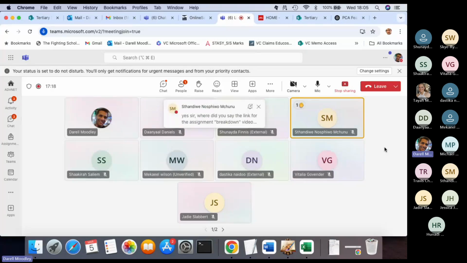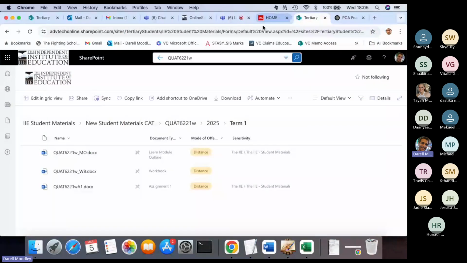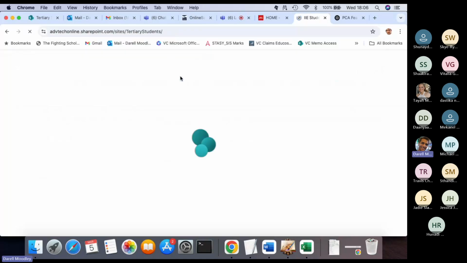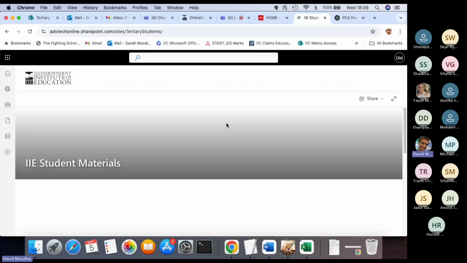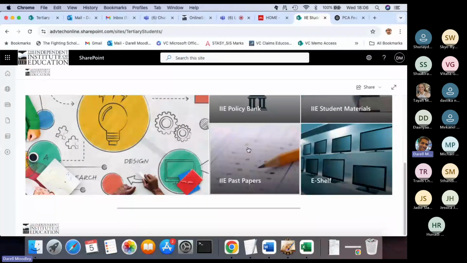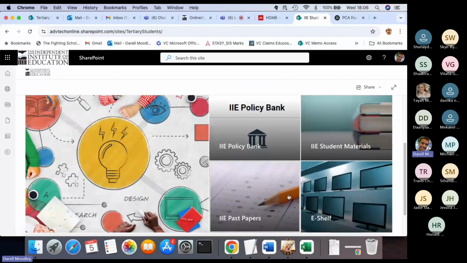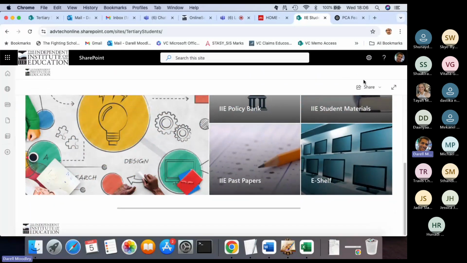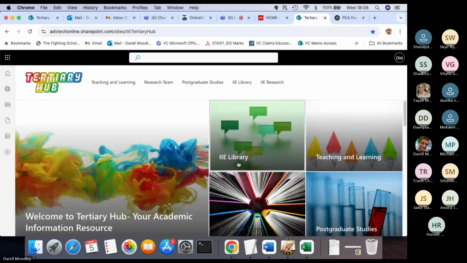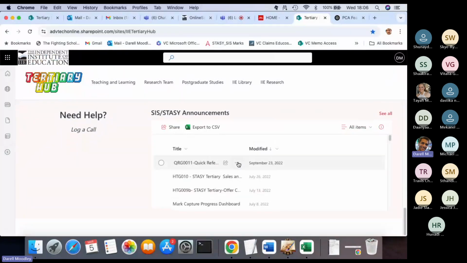Where did you say the link for the assignment, Victor? So, Andiva, can you access the tertiary hub? Let me see, this is where you would be from the beginning. I'm assuming all of you can access this. This is the tertiary hub. Yeah, this is where you go. And if you scroll down, where was it? Wait a second. Okay, under tertiary hub, you will see it. It's just taking a while to load.